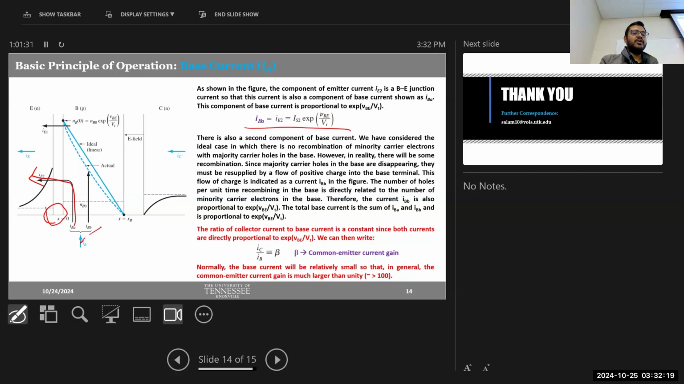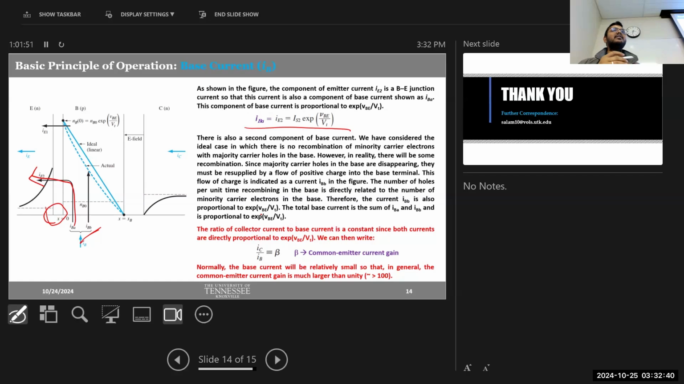And there will be another component which I have mentioned, the recombination. Some electrons will be recombined with holes, and that will create some current. But that is always small, because that's what we are ensuring by making the width much thinner than the diffusion length. So we should have a negligible current, but some amount of current will be there.